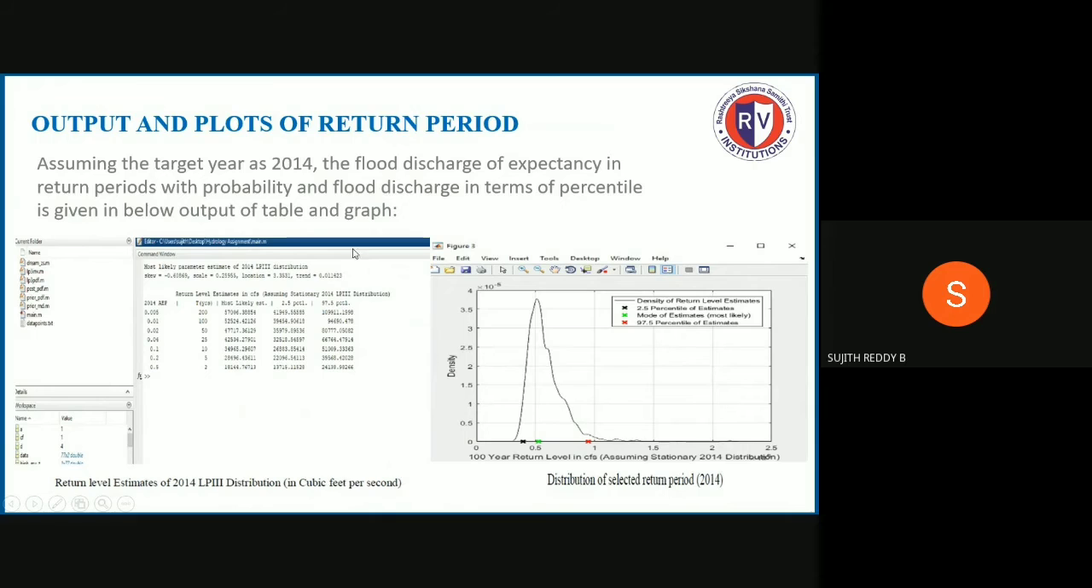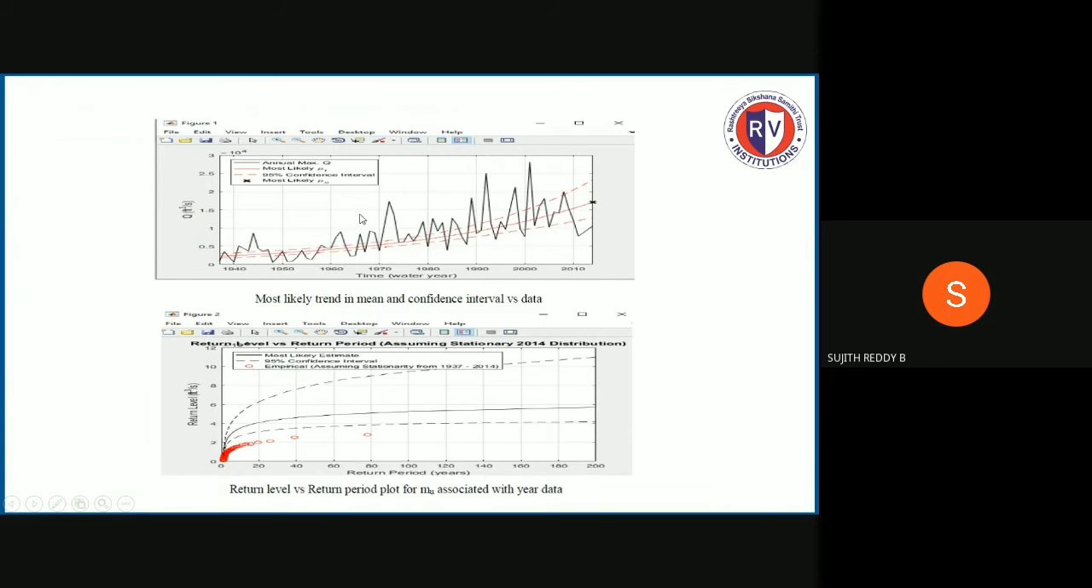Assuming the target year as 2014, the flood discharge of expectancy in return periods will be probability and flood discharge in terms of percentile as given below. Here, apart from only 50 years, many return periods of different years have been calculated along with the discharge. Also, the 2.5 percentile and 97.5 percentile of discharge have been discussed here, which gives the probability of the rainfall. And also the most likely trend in mean, confidence level and return period for plots of MU have been associated in these plots.